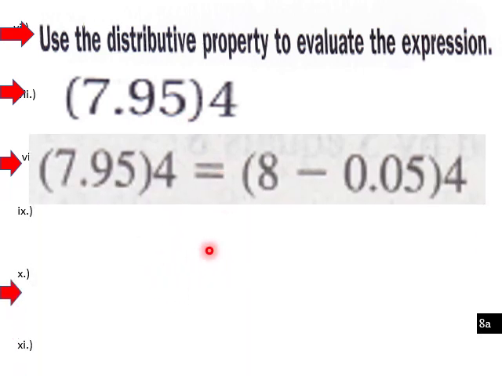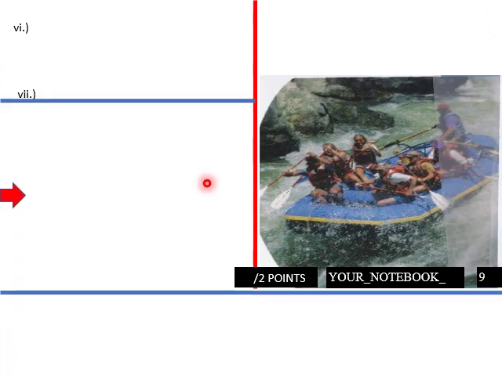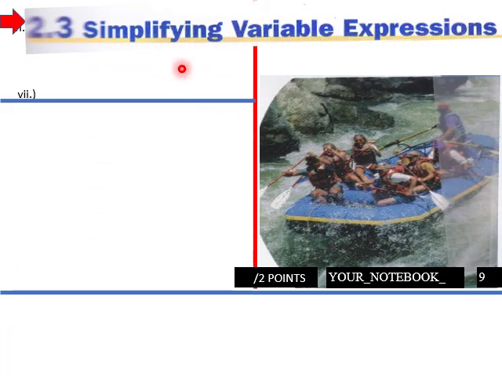So when we do that, it would be 8 times 4 minus 4 times 0.05. So it would be 32 minus 0.2, which would be 31.8. So that would be another way of solving this problem up here. Okay, on to our next example here.